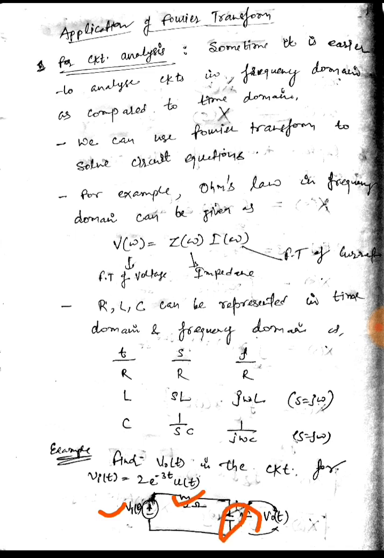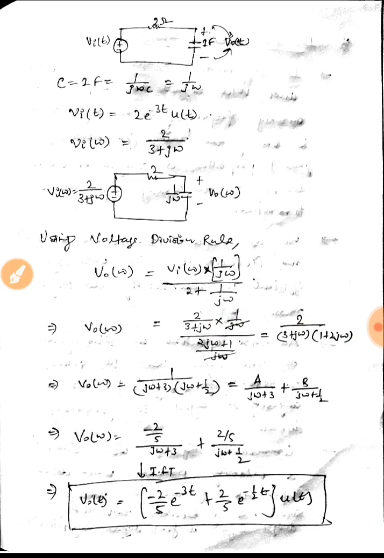I need to calculate the voltage across this capacitor, V0(t), if Vi(t) is given to us as 2 e raised to power minus 3t u(t). So this is our circuit, this is our input voltage. We need to calculate the voltage across the capacitor. So I have drawn this circuit again on this page.